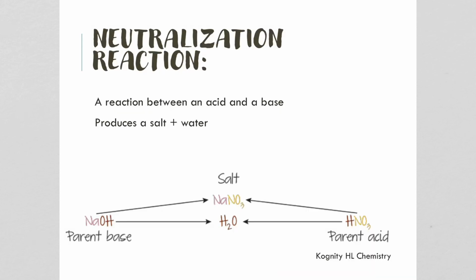So we'll take another look at a neutralization reaction. You'll start with your parent base and then your parent acid. The hydroxide breaks off and goes with the hydrogen to form water, and then the metal in the base will react with the remainder of the acid. So in this example, sodium hydroxide and nitric acid form sodium nitrate and water as your byproduct. This would be your salt, and this is your water.